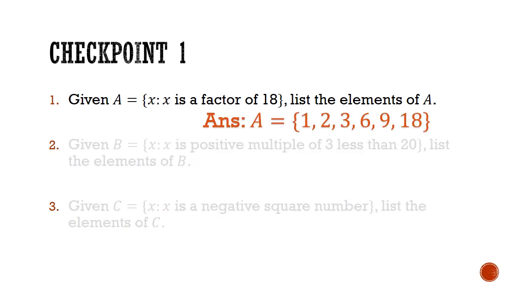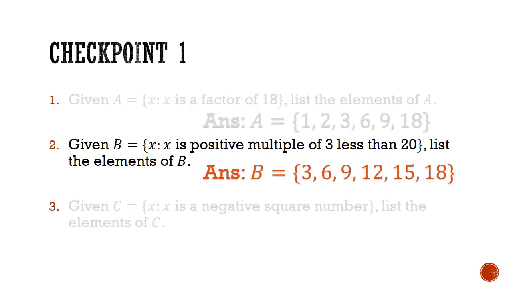Here are the answers. Set A contains 1, 2, 3, 6, 9, and 18. Don't forget to use the curly brackets to delimit your set. Set B are the multiples 3, 6, 9, 12, 15, and 18.